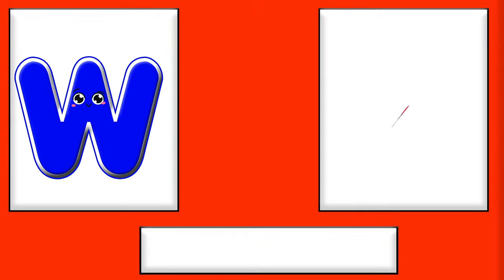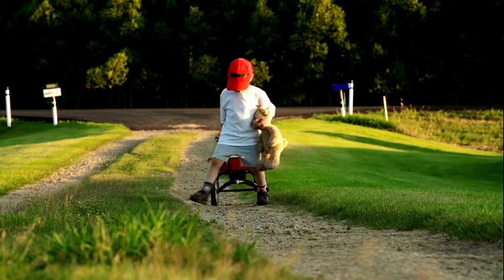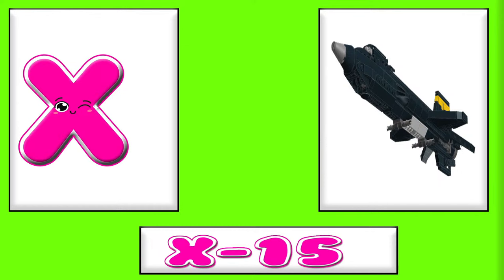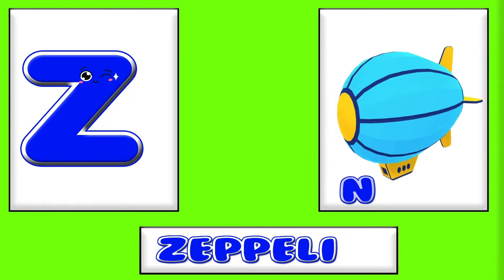U is for ultralight, ultralight. V is for van, v, v, van. W is for wagon, w, w, wagon. X is for X15, x, X15. Y is for yacht, y, y, yacht. Z is for zeppelin, z, z, zeppelin.